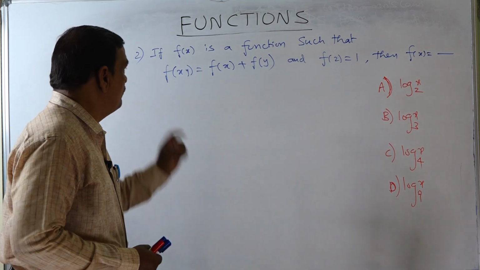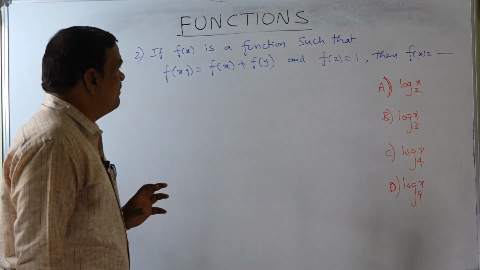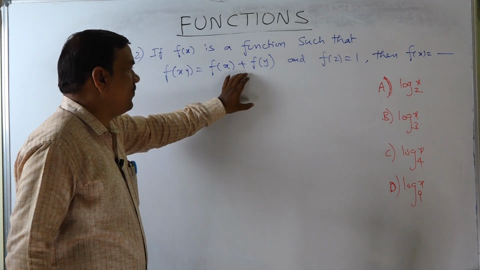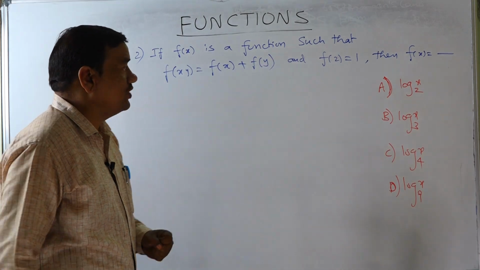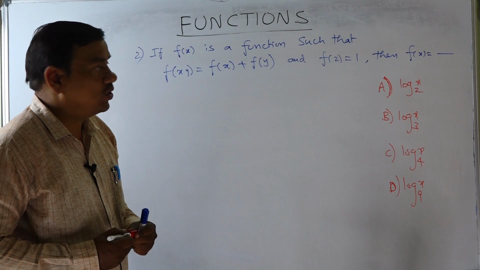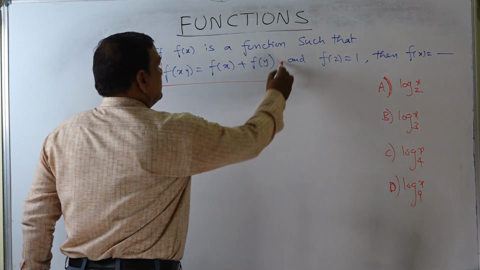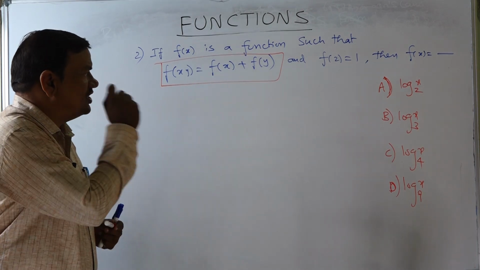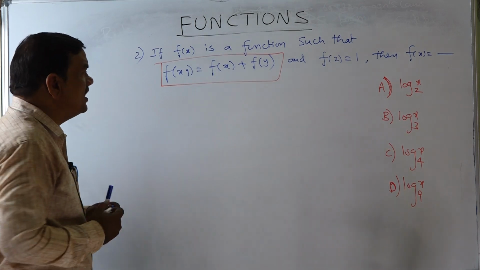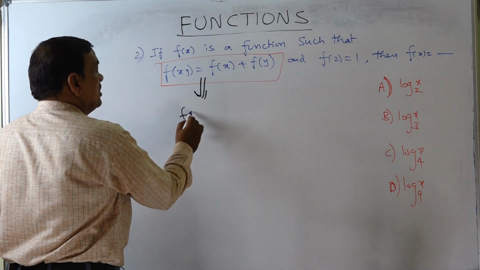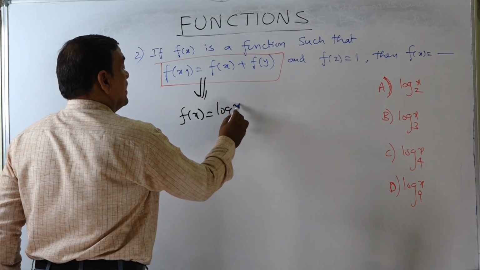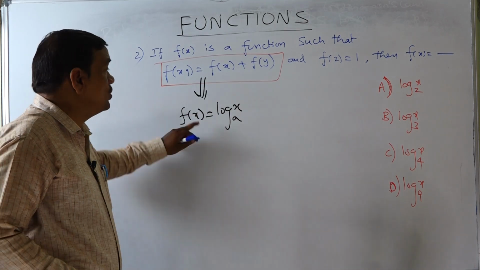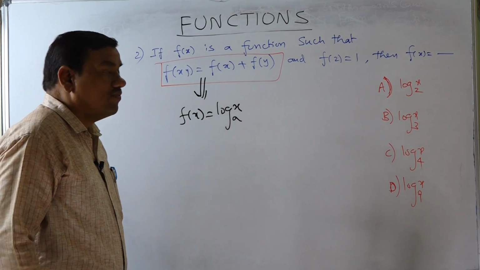Dear students, welcome to the second problem. The second problem is, f of x is a function such that f of x into y is equal to f of x plus f of y, and it is given f of 2 is equal to 1. Then f of x is equal to what, is the answer. So here whenever it is given in this form, f of x into y is equal to f of x plus f of y, it is a functional equation. So immediately the solution of this functional equation is f of x is equal to log x to the base a. This is a solution which satisfies the given functional equation.